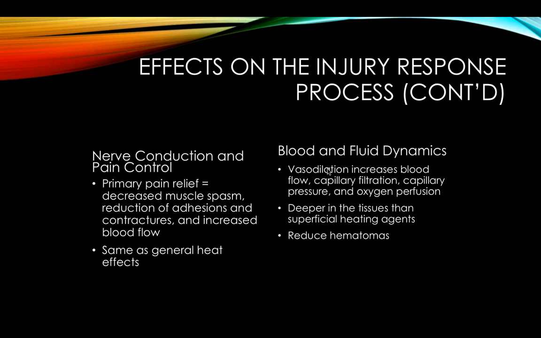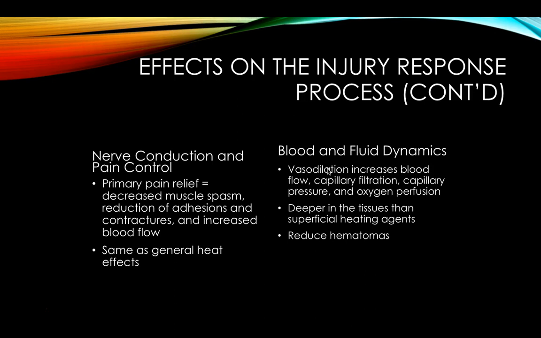So as far as nerve conduction and pain control, we get primary pain relief, meaning that because we reduce what would be causing pain, we would eventually then improve pain. So it's not like our secondary pain relief that we get with e-stim, where we're trying to block the nerve conduction of the pain fibers. Here we're trying to correct whatever is going on so that we don't have that pain stimulation.